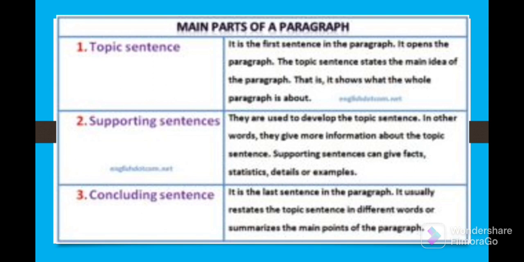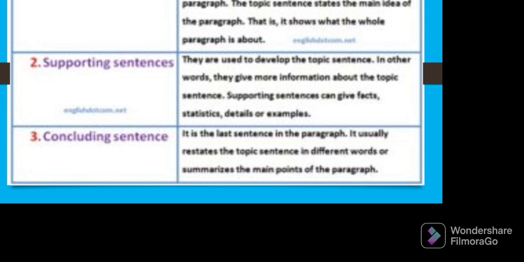Okay. Next is the concluding sentence. It is the last sentence in the paragraph. It usually restates the topic sentence in different words or summarizes the main points of the paragraph. So concluding sentence means what? It gives the conclusion and it gives the summary of the paragraph. It will summarize the paragraph as a whole. Okay. So it summarizes the main points of the paragraph.